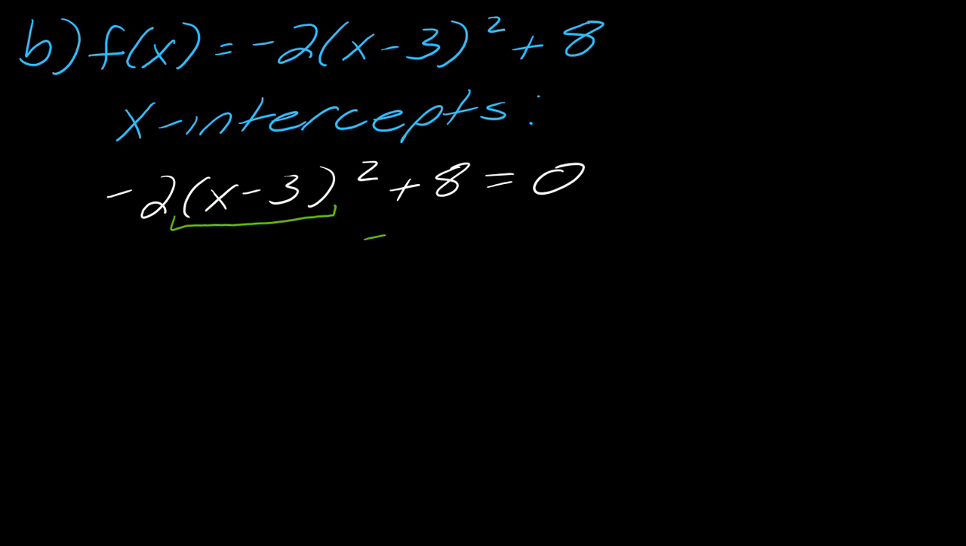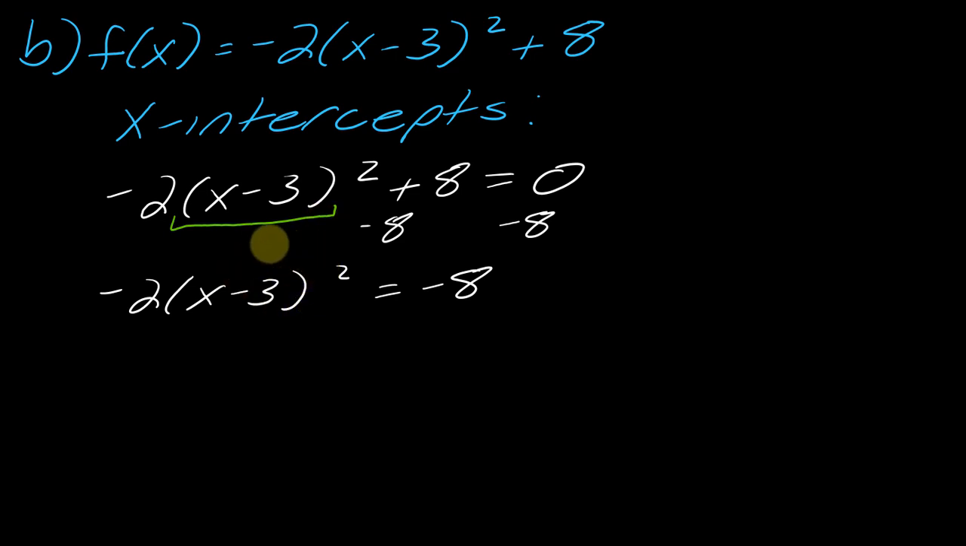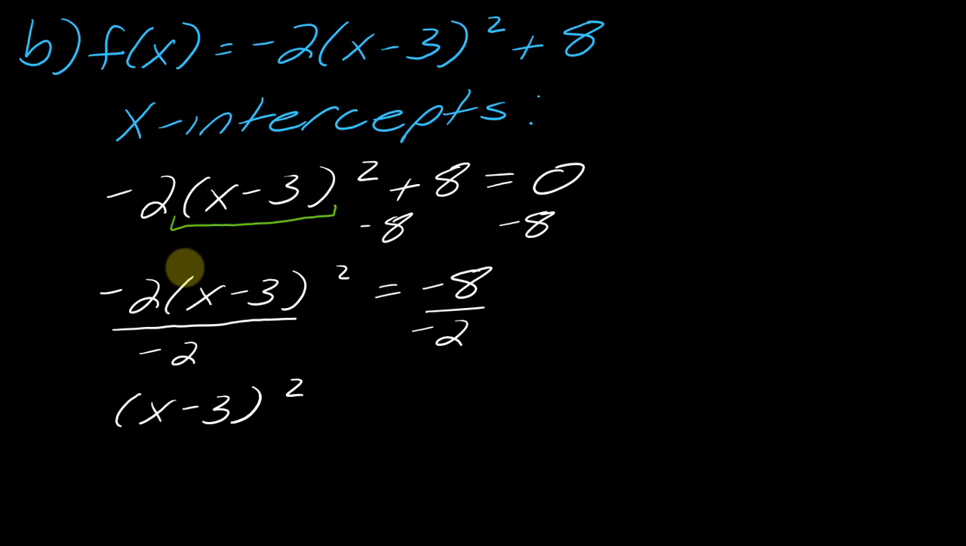So what I want to do first is subtract off the 8. Use the white color here. Subtract off the 8, so I get -2 times (x minus 3) squared equals -8. Now to finish isolating this squared part, I want to divide both sides by -2. And so now I've got (x minus 3) squared equals 4. And now I'm good to go, right? I can just go ahead and use the square root property, bada bing, bada boom.